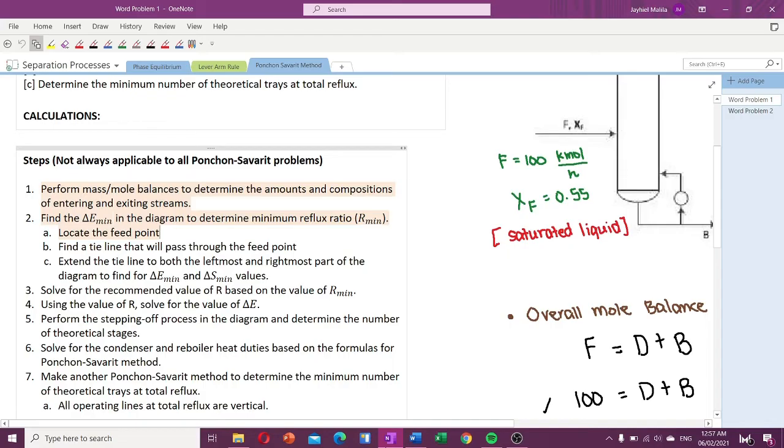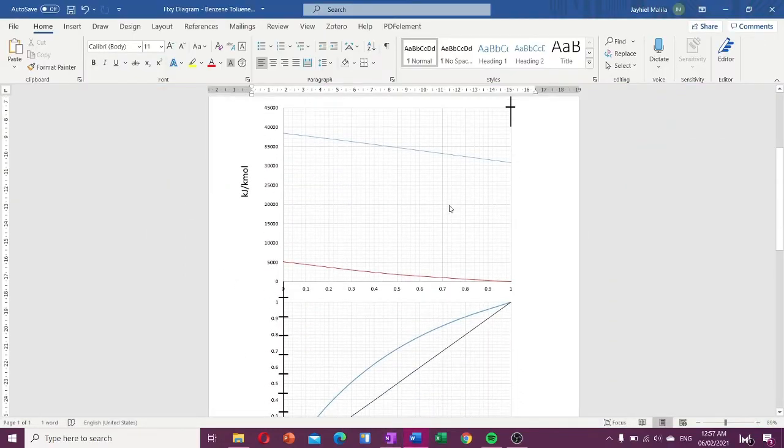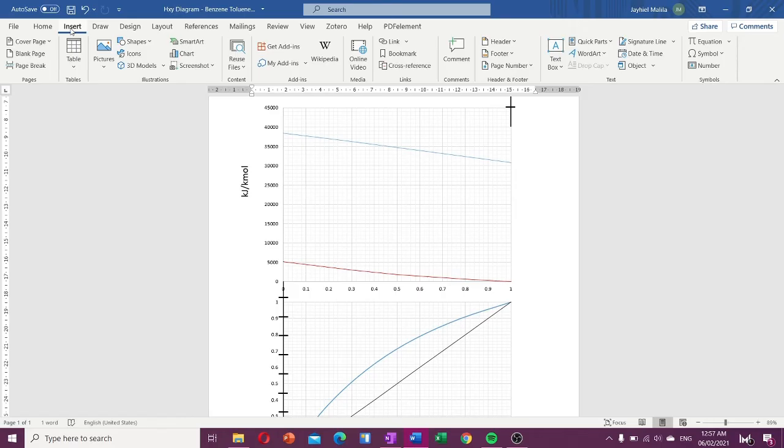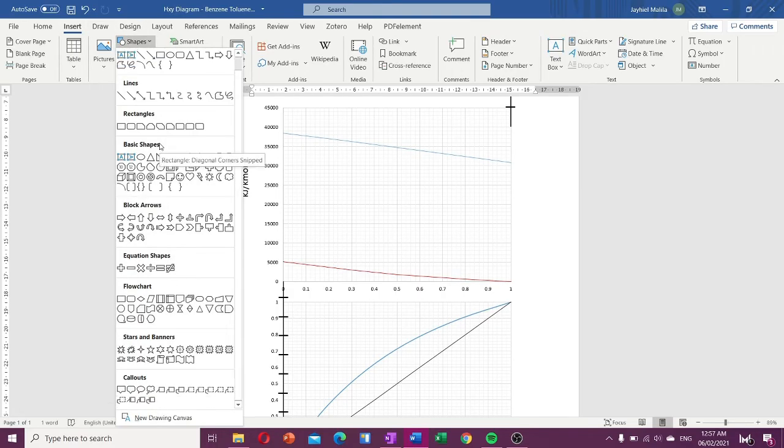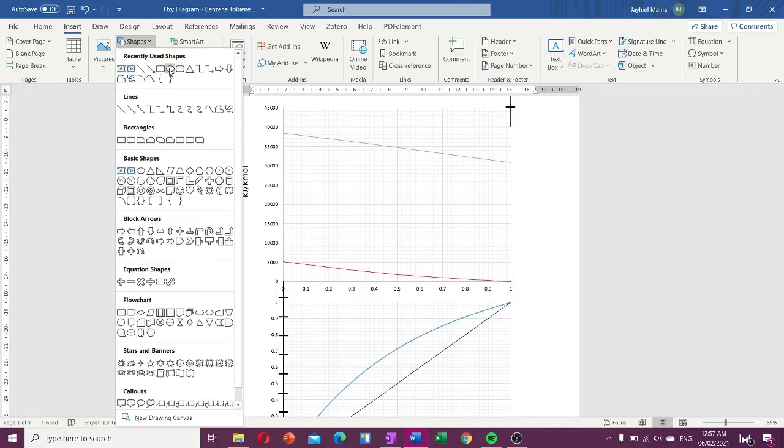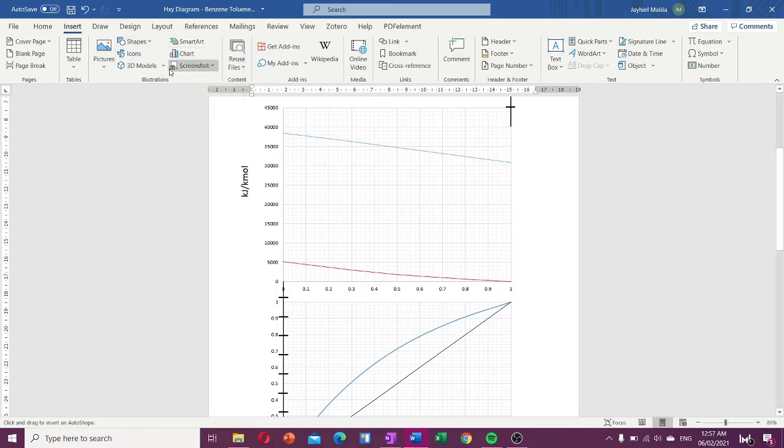First things first, we need to locate the feed point in the diagram and find a tie line that will pass through the feed point. And just to say it again, the feed is a saturated liquid. So we need to locate that point. I'm not sure if I can insert a dot here. I think I can.